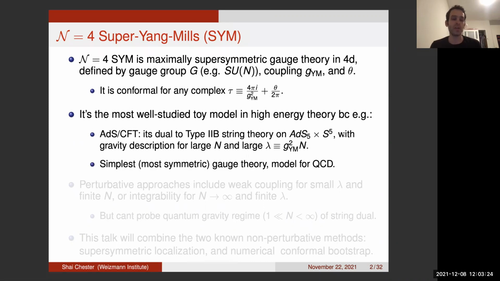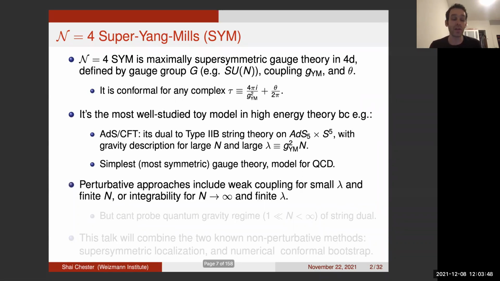Another more general motivation is that it's the simplest, in the sense that it's the most symmetric gauge theory. If you're interested in studying gauge theory such as QCD, but you want to have a slightly easier time, then you can study N=4 super Yang-Mills, because you can compute the most things in it. But even though it is simpler, it is still not simple, and it is still very hard to study. It's still a strongly coupled conformal field theory.